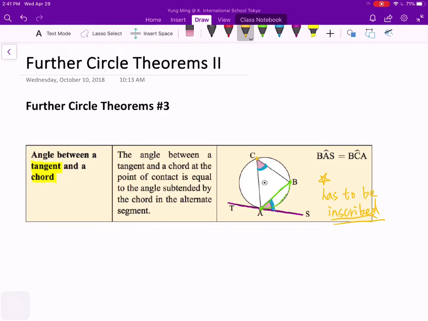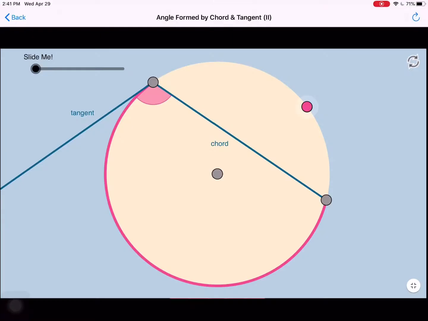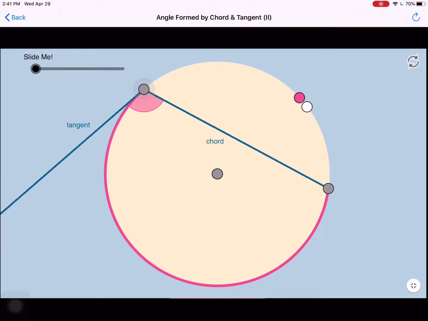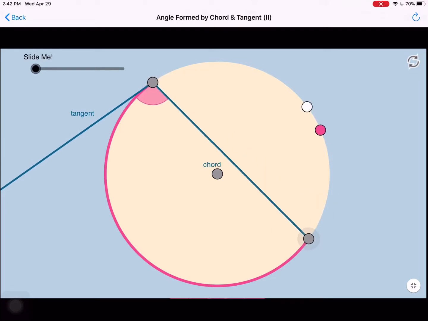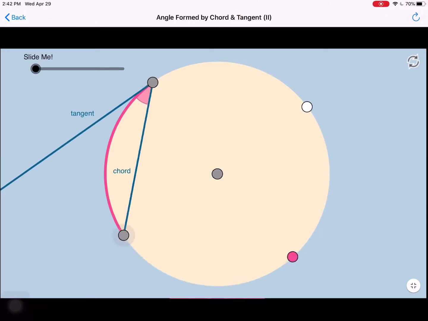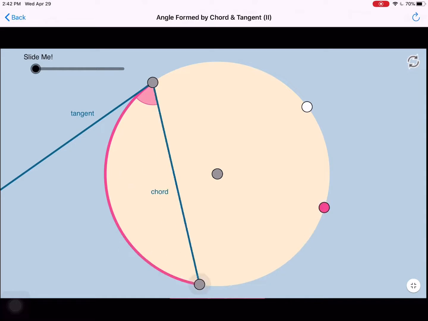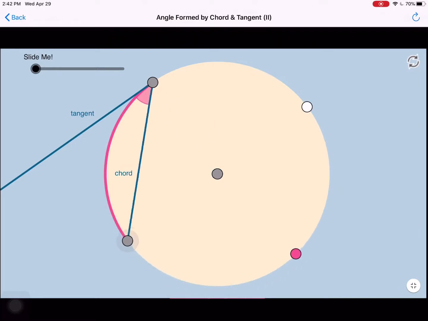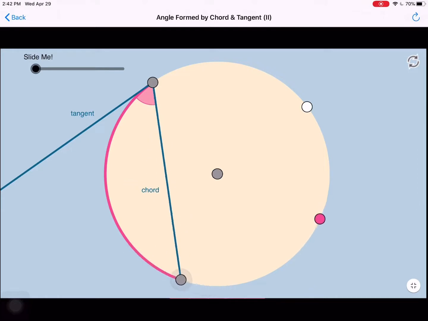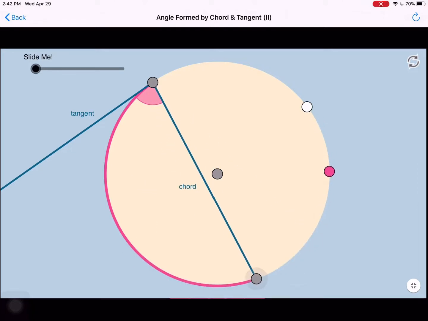So let's look at a visual demonstration. Here we have a circle with a tangent line. The tangent line is fixed, passing through one edge of the circle over here. Your chord is changeable, movable. So you can move your chord to different places, which means we'll be forming different angles in the pink part over here. Just to make it more general, let's make the angle this big.